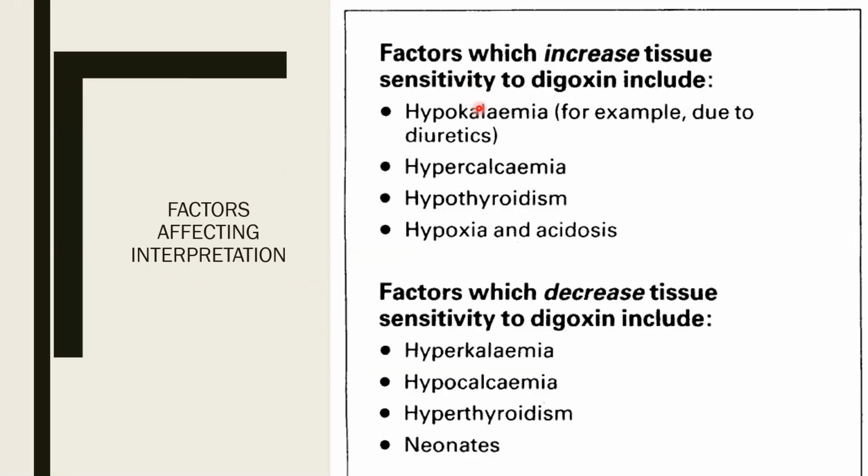Now, what are the factors which increase tissue sensitivity to digoxin? Hypokalemia, as we mentioned, then hypercalcemia, hypothyroidism, hypoxia, and acidosis. And factors which decrease tissue sensitivity are hyperkalemia, hypocalcemia, hyperthyroidism, and neonates.